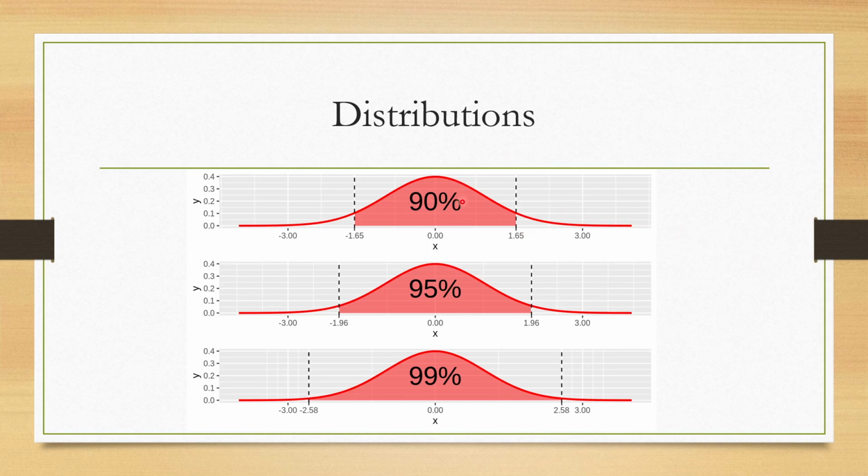Now, the formal way to calculate where these values are for a particular area, so how do I know that 90%, how do I calculate 1.65 from the 90% confidence that I want to have? The way that we get that is calculus. And we're not going to do calculus in this class. Instead, we're going to use computers, which can do that calculation.